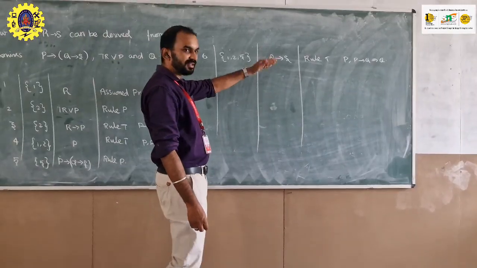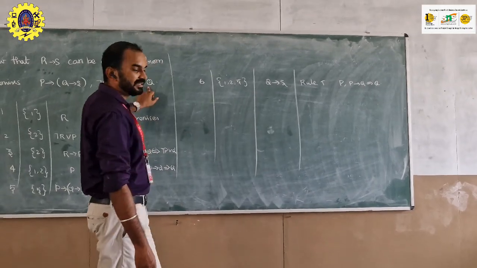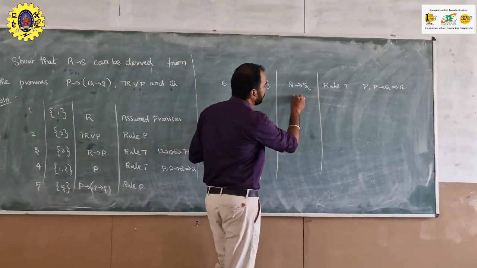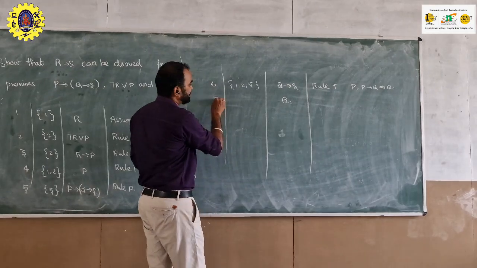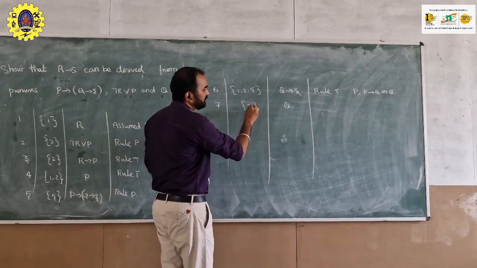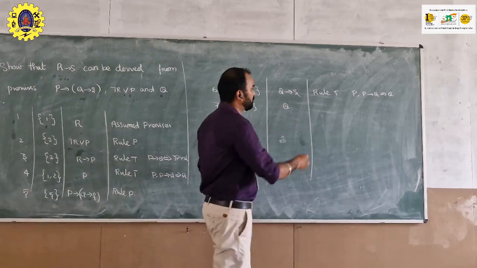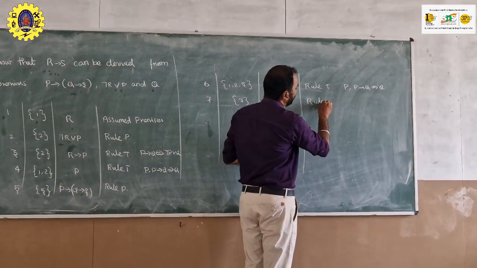I introduce another premise Q. This is our last premise. Now I introduce Q. This is our seventh step. This is premise number 7. Here I introduce a premise from the given problem, so we have to write rule P.